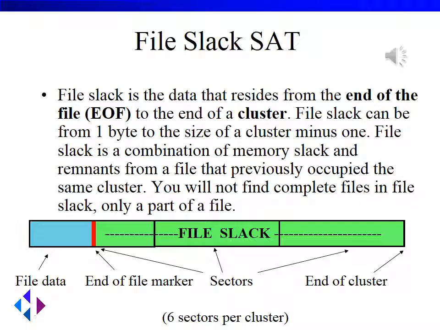So as you look at this graphic below, because we're allocating 6 clusters, I write some file data to the cluster. It only takes up 1 sector. I write the end of the file marker. So the file slack would be everything from that file marker to the other 5 clusters until the end, or the end of the cluster.